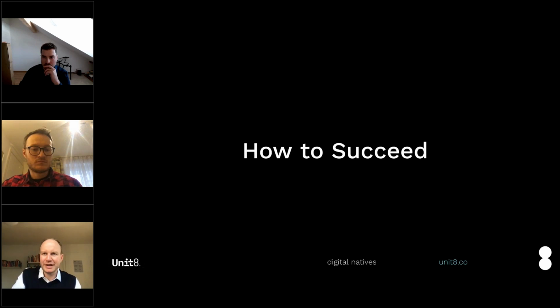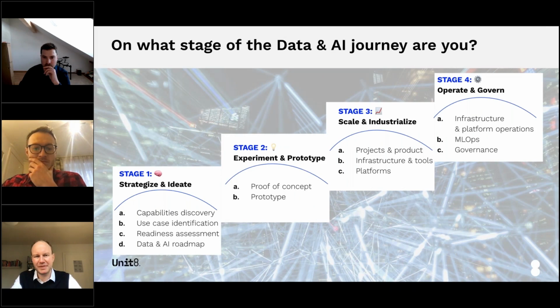Now, what are some key recommendations to succeed with data and AI in the chemicals industry and also in other industries? In order to succeed, I think at first it's important to position yourself on the stage of the data and AI journey that you are in. Here you have 4 stages that we typically see with our clients. Stage 1 is strategize and ideate, where you're really at the beginning stage. You think about the use cases, about what's possible with AI.